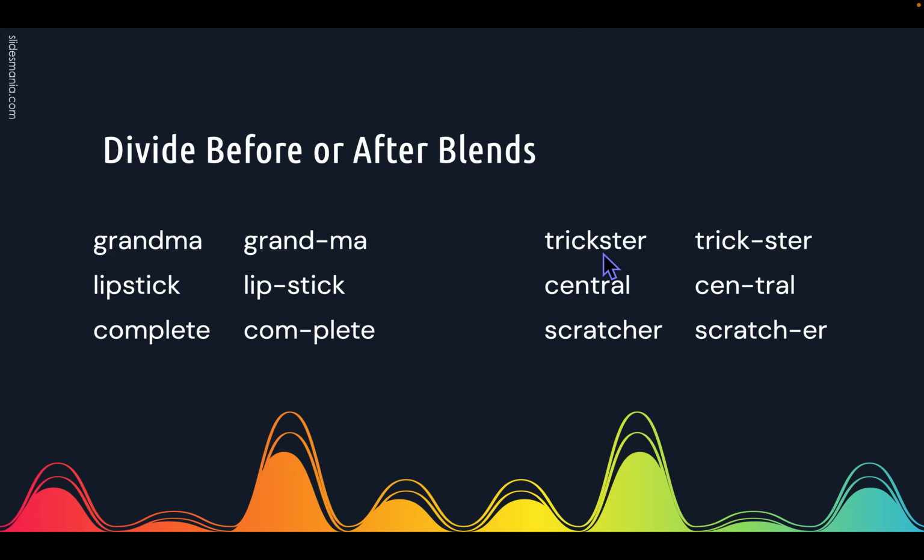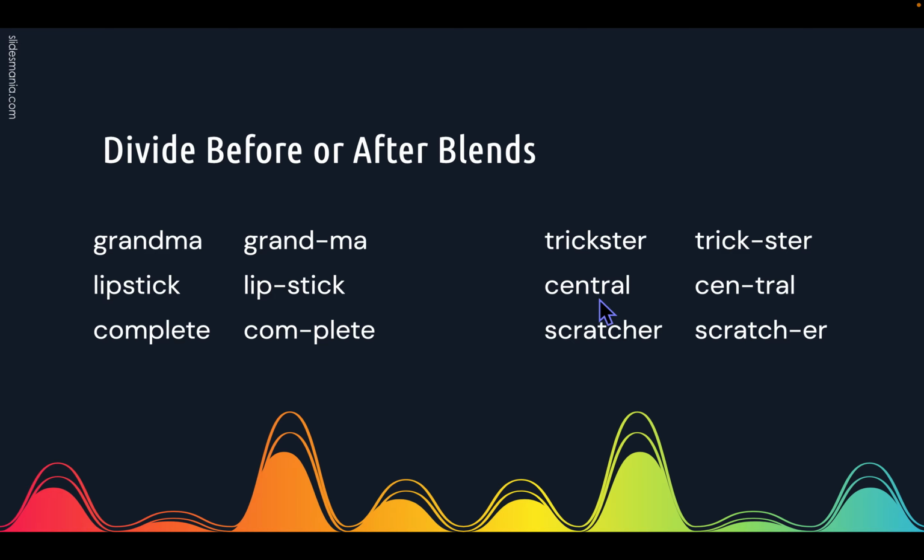Right here, we have 4 letters in a row. C and K are a blend, well, they make 1 sound, so they're definitely going to stay together. S and T are a blend, so we're going to split here, use a short I sound because that's what we do in the middle of a syllable most of the time to get trickster.